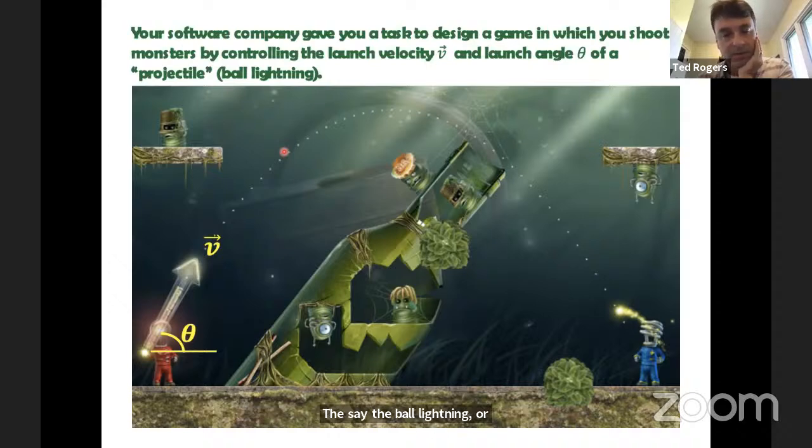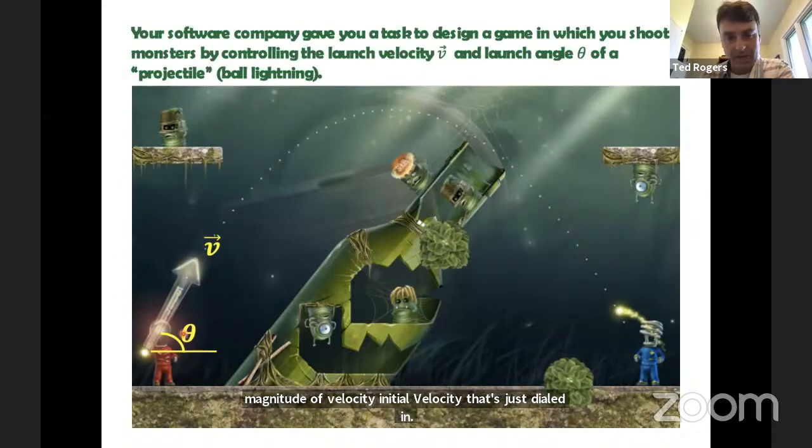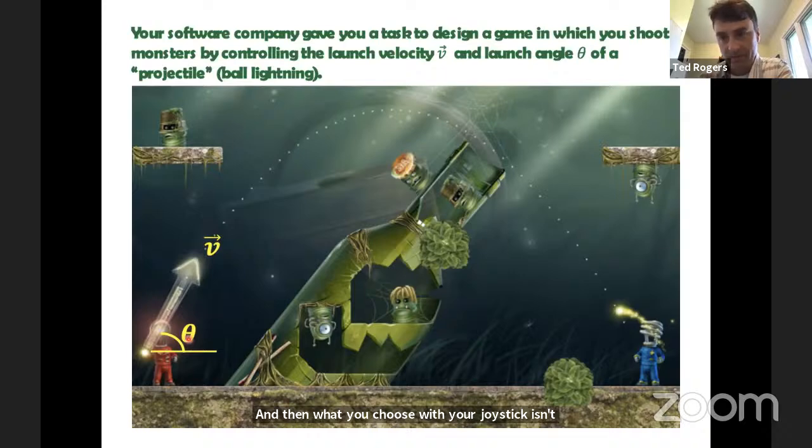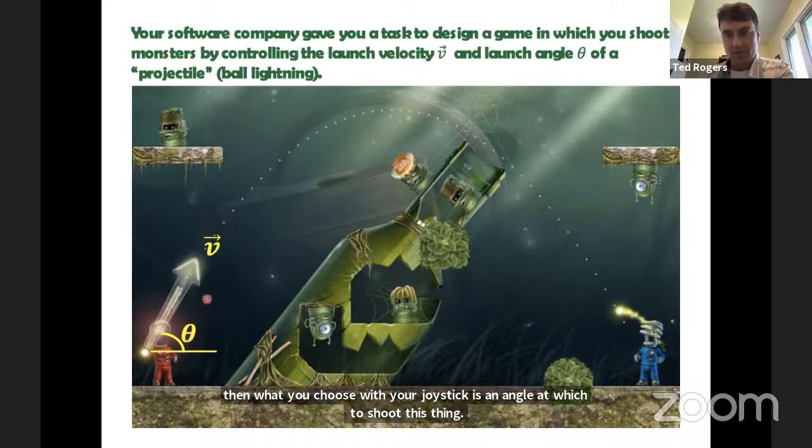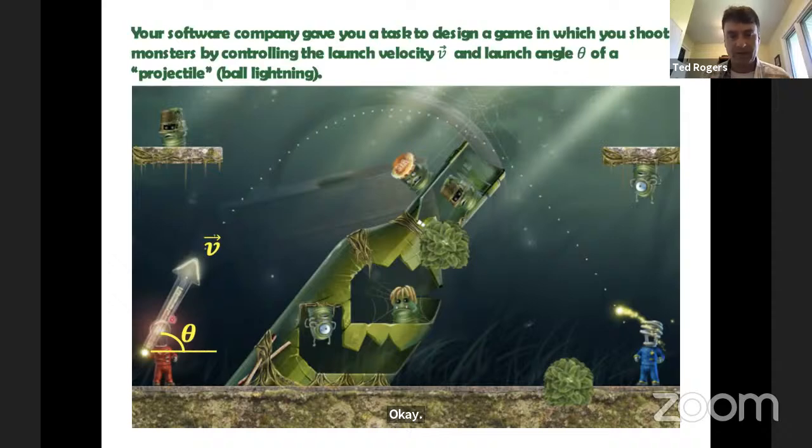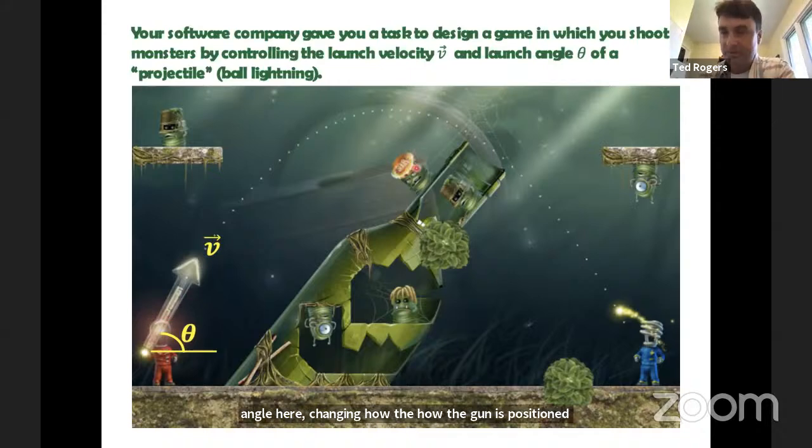kind of projectile it is, say that it has some fixed velocity, magnitude of velocity, initial velocity that's just dialed in. And then what you choose with your joystick is an angle at which to shoot this thing. Okay. So as you're playing the game, you're basically changing the angle, changing how the gun is positioned, such that you want to hit one of these monsters. And so the computer has to read in the angle and say, did you position the gun in such a way that you actually hit the monster?